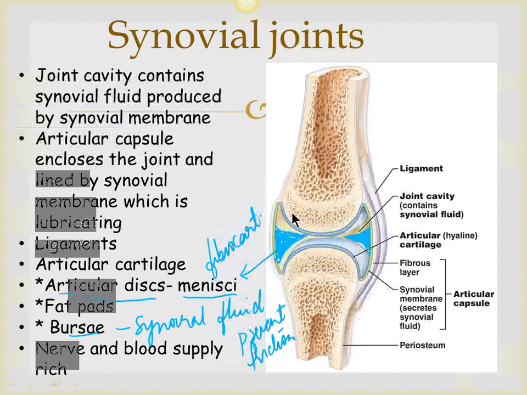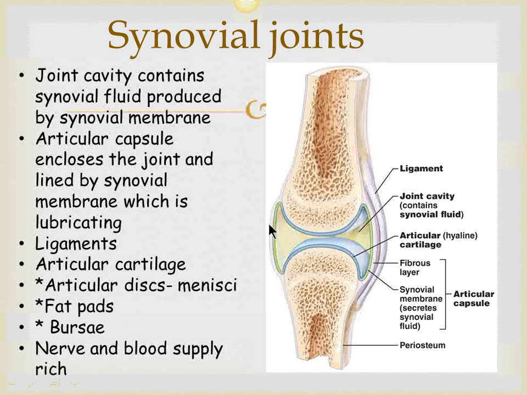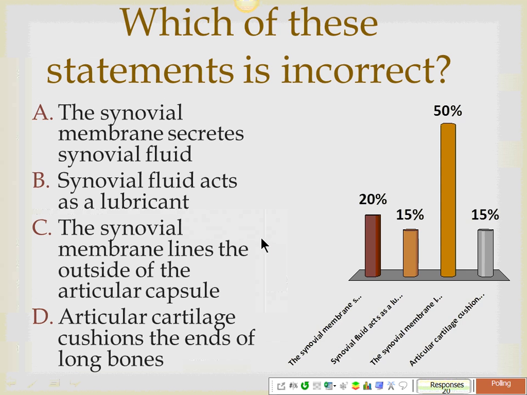Looking at the picture, can you see the articular capsule is the outermost structure? It would make no sense for the synovial membrane to lie outside, because then it would pour its secretions outside the joint, not inside the joint cavity. Okay? So this is why you must look at these questions carefully.